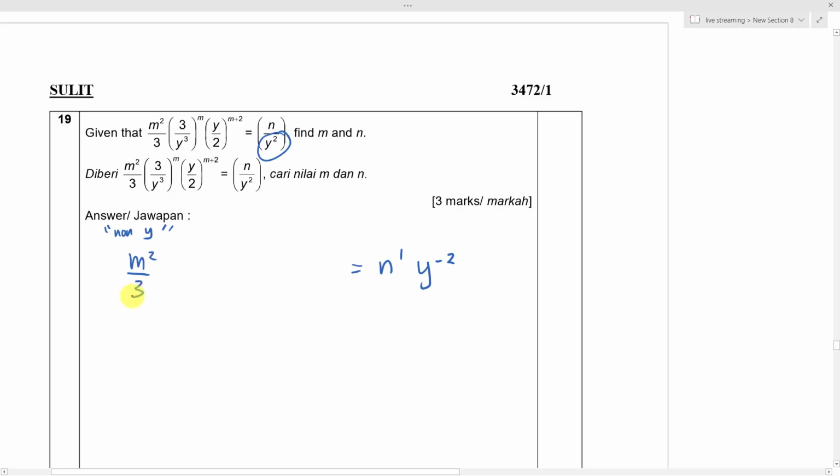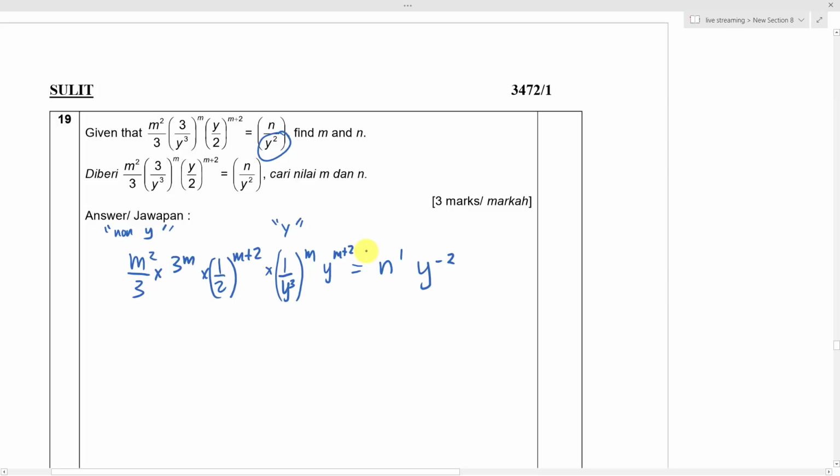So for the non-y, I have m squared over 3 and then multiply with 3 to the power of m. This one is y, I do it later. And then this one is 1 over 2 multiply m plus 2. Alright, this is non-y, and definitely it's a multiply here. Now I will do the y term. So here I have 1 over y cubed and then to the power of m. And then over here I still have y to the power of m plus 2.